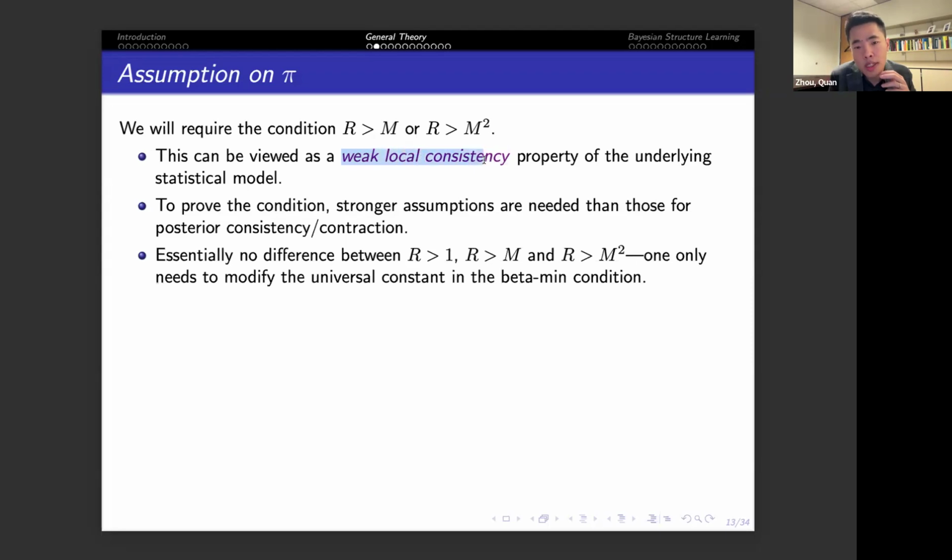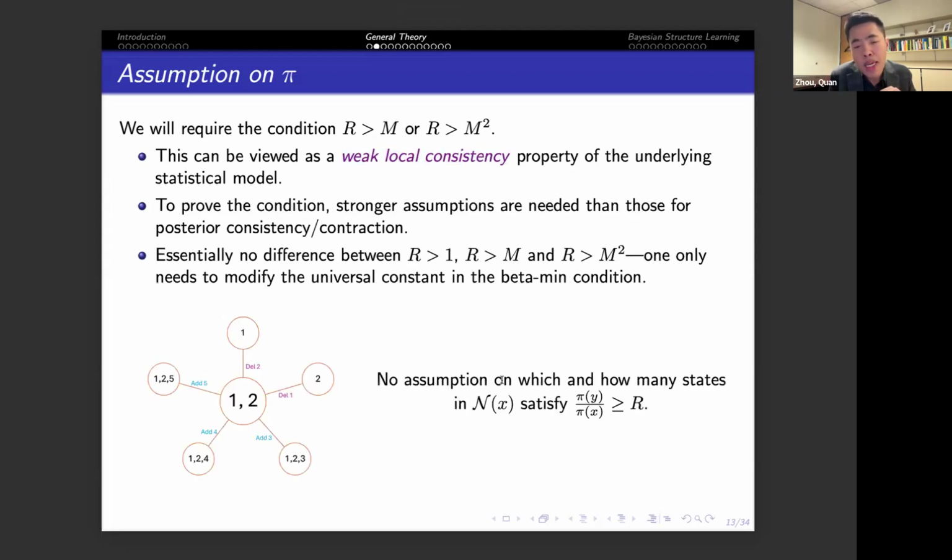Here I call it weak local consistency because we are not making any other assumptions. In particular, we are not making assumptions on which neighboring states or how many neighboring states satisfy this condition, pi y over pi x greater than big R. For example, in the previous variable selection problem, say my current model is 1, 2, and maybe the true model is 2 and 3. Then a better neighboring model could be this model, this model, or this 1, 2, 3 model. So we are not making any assumption on which of them is the better model or how many of them are better models. All I'm assuming is that as long as I'm not at the true model, there's one better neighboring model. So this is the theoretical assumption we make.